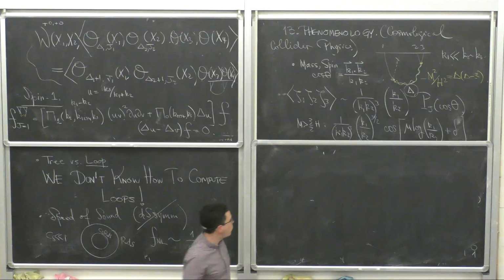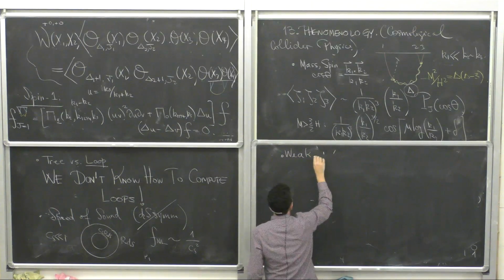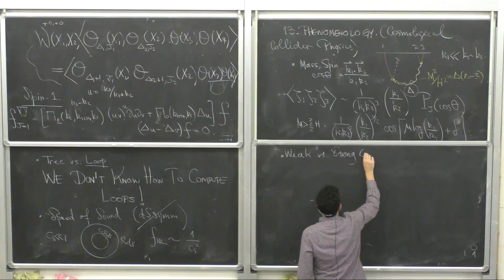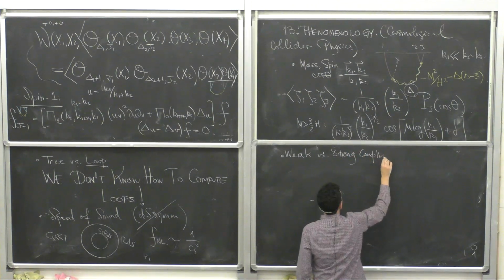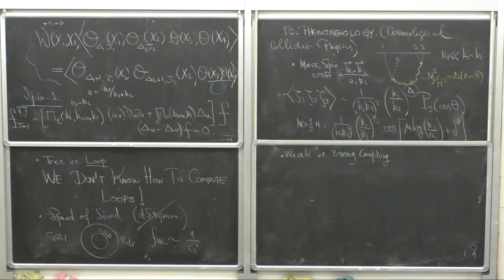The other thing is weak versus strong coupling. So everything we discussed was about weak coupling. It's really more of a point of ignorance assumption. We can only compute things at weak coupling. We struggled with tree level. We can't do anything at loop level. Why the heck are we talking about strong coupling?